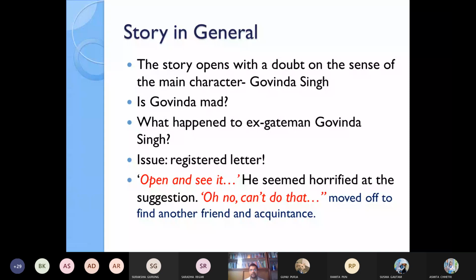When someone said, please open and see it, but he couldn't open it. Oh no, I can't do that. He moved off to another friend and acquaintance.